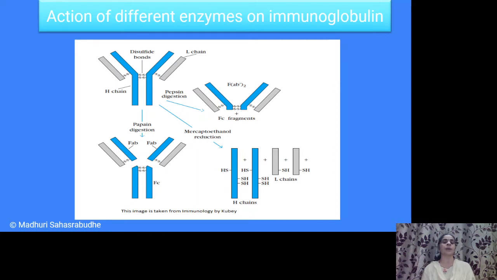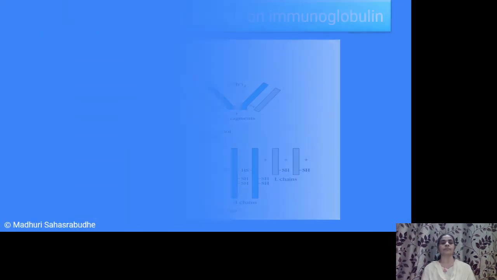So once again we'll see the effect of different enzymes on immunoglobulins. Papain digestion gives rise to 3 fragments in total: 2 FAB sites and 1 FC portion. Whereas pepsin digestion gives 2 FAB dash and 1 FC fragment. And mercaptoethanol reduction gives rise to 4 chains, 2 heavy chains and 2 light chains.